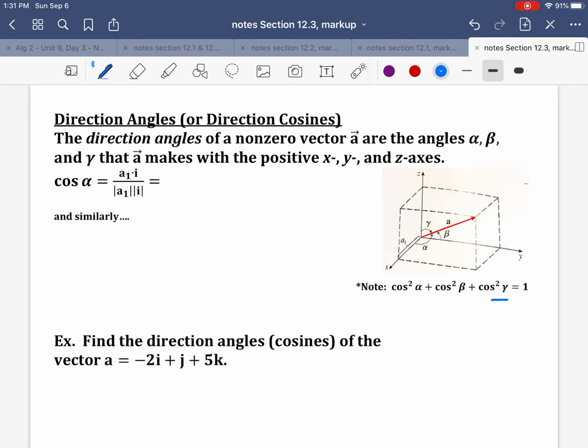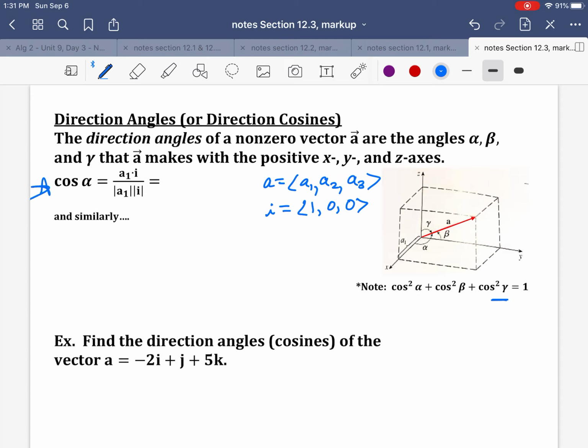All right, so a couple of things to note right here. We're going to have a vector A, and it's made up of A1, A2, and A3. So these are basically my x, y, and z. Remember, vector i is your standard vector in the x direction. It's 1, 0, 0. And j would be 0, 1, 0. K would be 0, 0, 1.